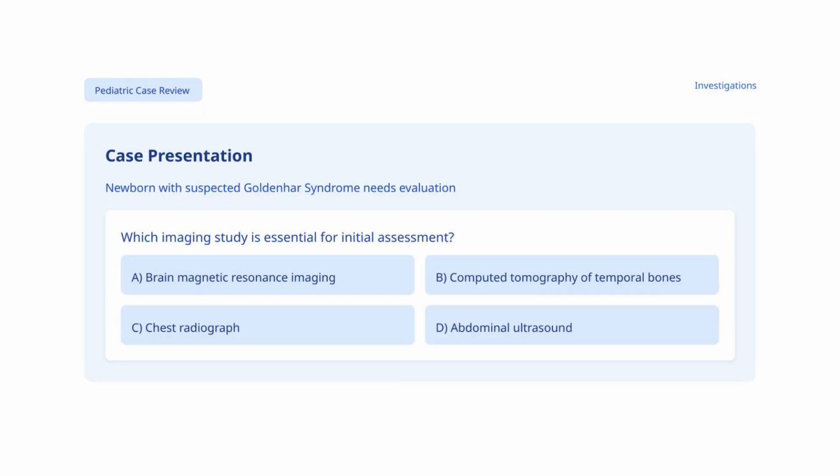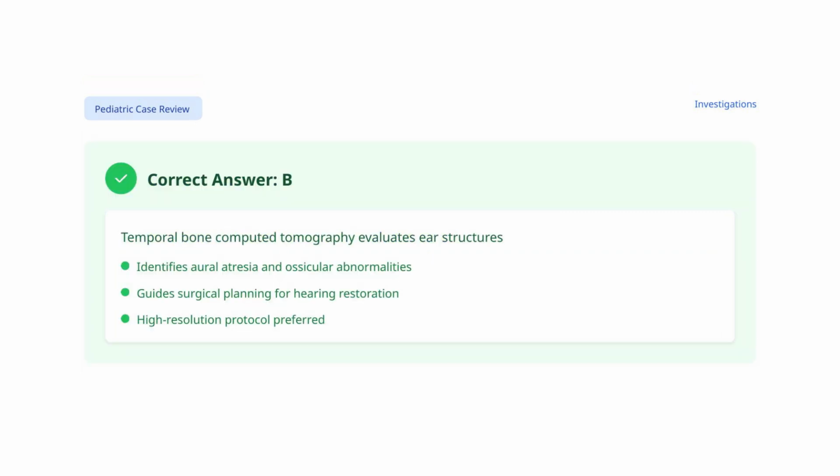A newborn with suspected Goldenhar syndrome requires comprehensive evaluation. The question asks, which imaging study is essential for initial assessment? Option A, brain magnetic resonance imaging. Option B, computed tomography of temporal bones. Option C, chest radiograph. Option D, abdominal ultrasound. Consider the anatomic structures involved. The correct answer is B.